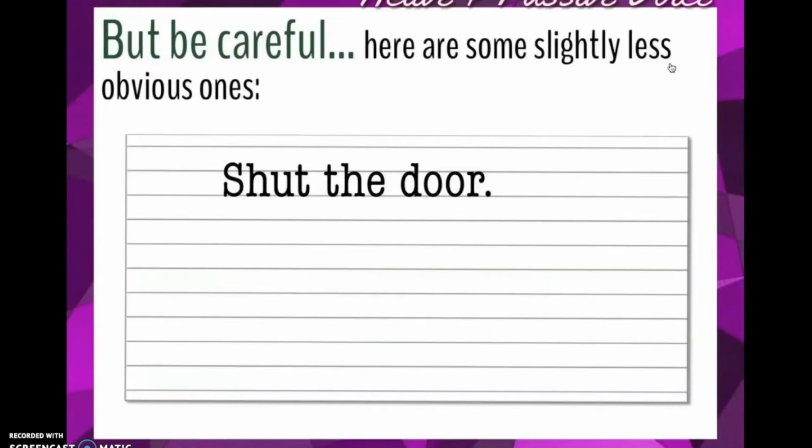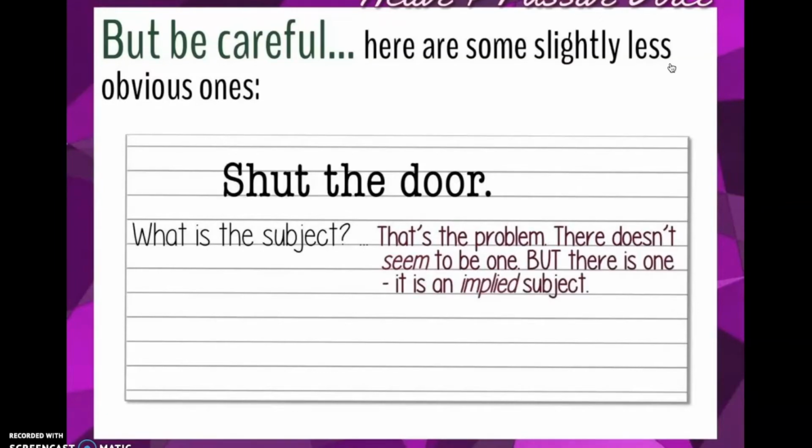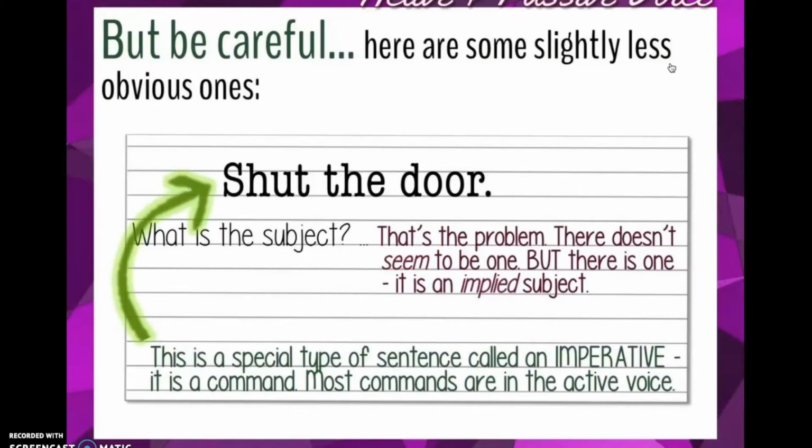Okay, so this one, "shut the door." What's the subject? That's the problem. There doesn't seem to be one. We talked about this a tiny bit back when we were in school. I don't remember what lesson we were on, but I did bring it up. A few of you remembered. It is an implied subject of "you." Remember, when it's a command, there's an imaginary subject of you. So technically we're saying, "you shut the door." This is a special type of sentence called an imperative. It is a command. Most commands are in the active voice. So if you see a command sentence and you're trying to figure out if it's active or passive, if it's commanding something, it's probably going to be active.